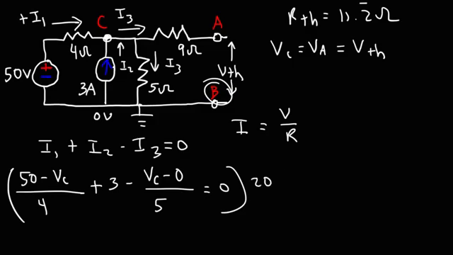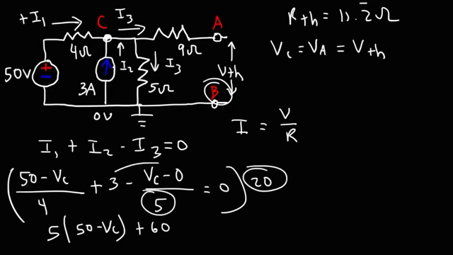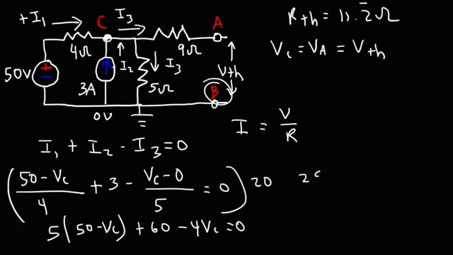Let's multiply both sides by 20. So we're going to have 20 divided by 4, which is 5. And that's going to be multiplied by 50 minus VC. And then 20 times 3 is 60. And then 20 divided by 5 is 4 times what we see here. So that's going to be negative 4 VC. Now let's distribute 5 to 50 minus VC. So 5 times 50 is 250 minus 5 VC plus 60 minus 4 VC, which equals 0.